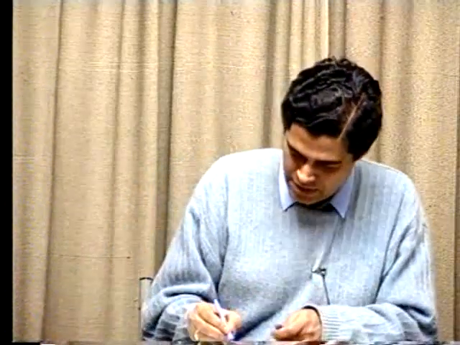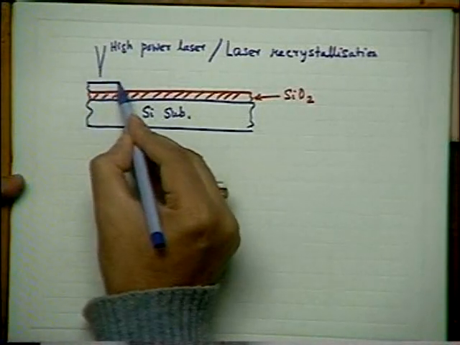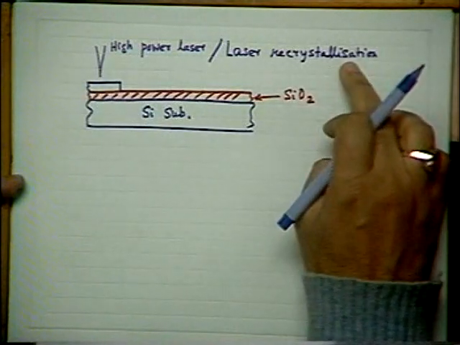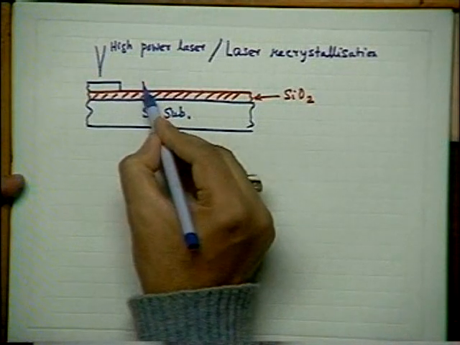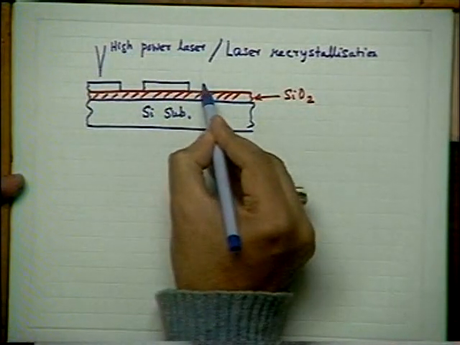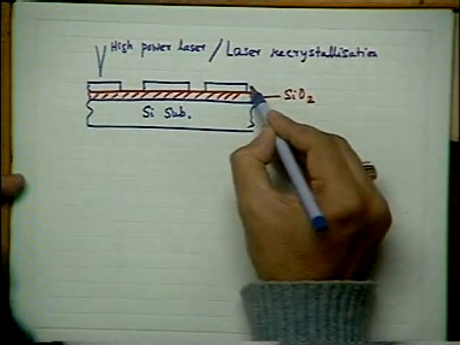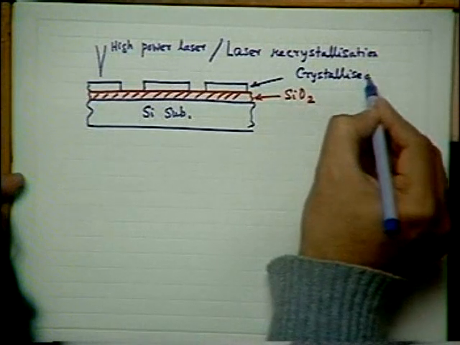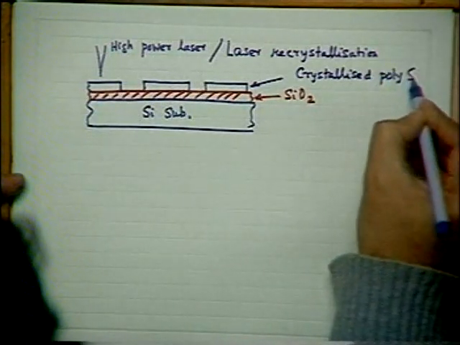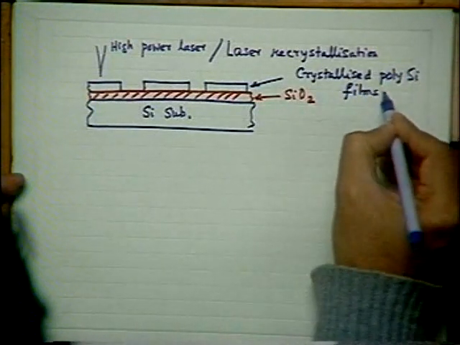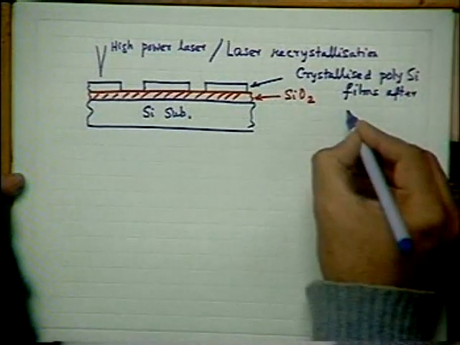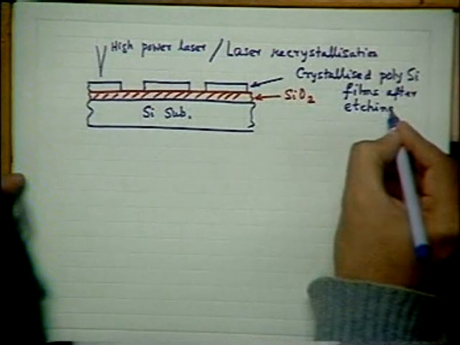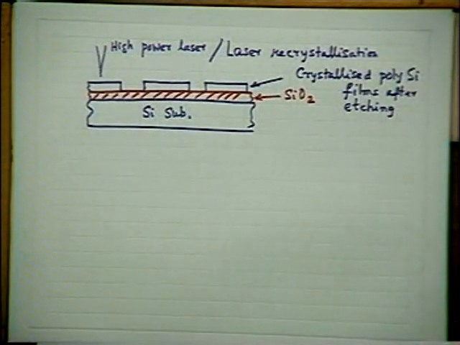And this silicon now can be photolithographically etched into islands, just like this. So at the end, what we do, after the polycrystalline film is converted into crystalline film by laser recrystallization process, then photolithographically we etch blocks as indicated earlier. So these are crystallized polysilicon films after etching. After photolithography followed by etching, we get this.